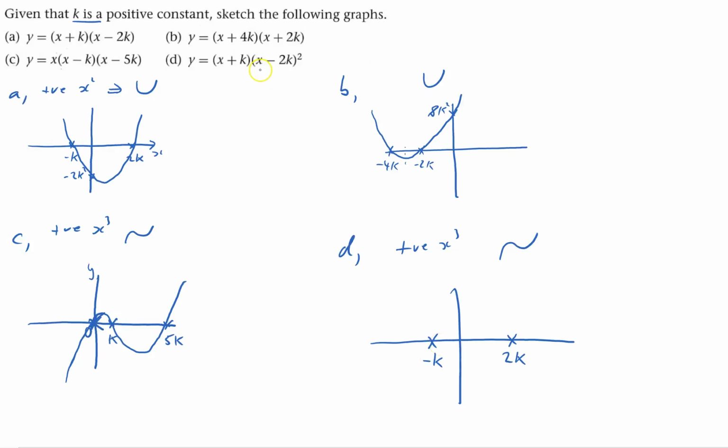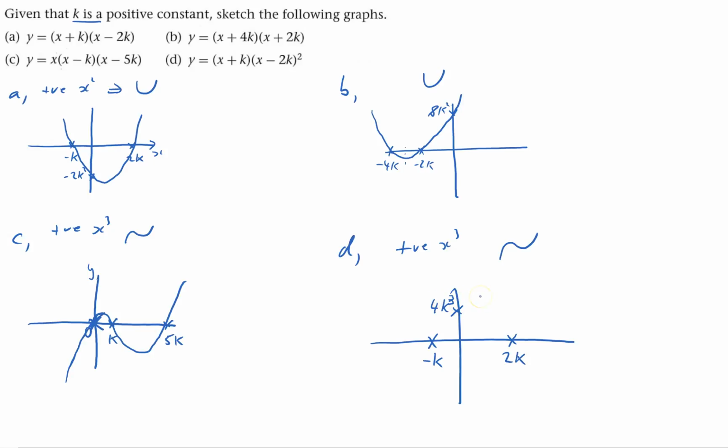But this one here, it could be 2k or it could be 2k, so this means it's a tangent. So what's going to happen is it's going to come down and touch that. I need to find out when x is 0. So when x is 0, this bit becomes minus 2k. I've got to square it. So negative 2k squared will be 4k squared, times by k will be 4k cubed. It's positive. So that'll be 4k cubed.